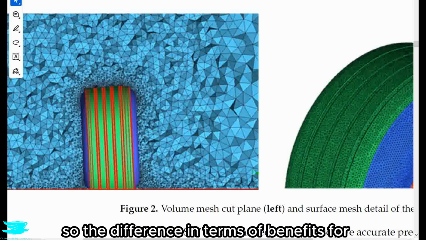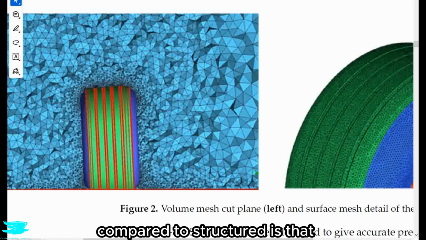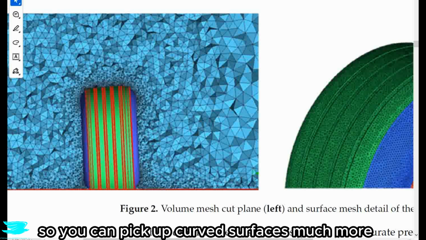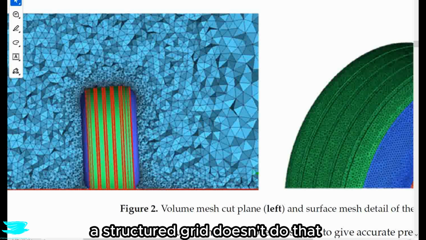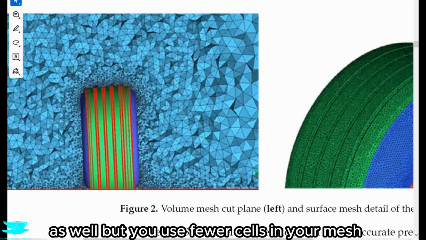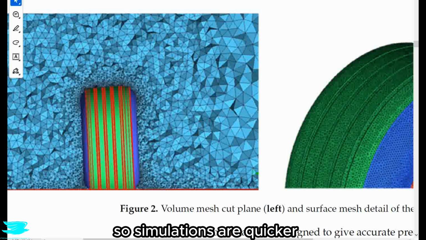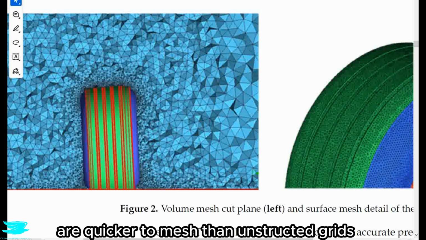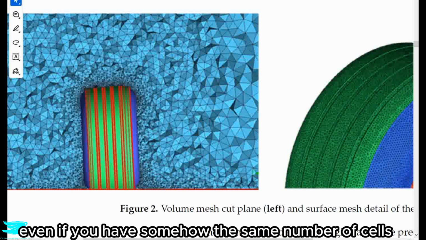So the difference in terms of benefits for the unstructured compared to structured is that the unstructured mesh resolves the geometry much better, so you can pick up curved surfaces much more. A structured grid doesn't do that as well, but you use fewer cells in your mesh, so simulations are quicker and you don't need to use as much computational power to do it. Also, structured grids are quicker to mesh than unstructured grids, even if you somehow have the same number of cells.